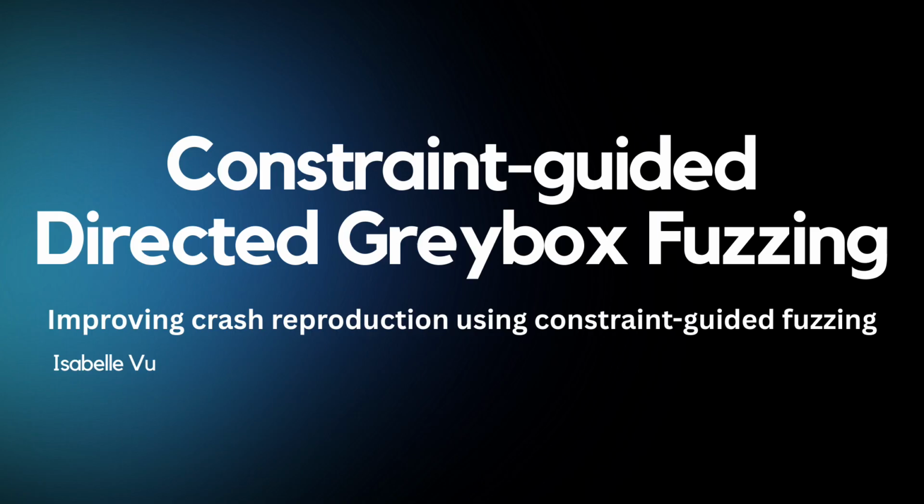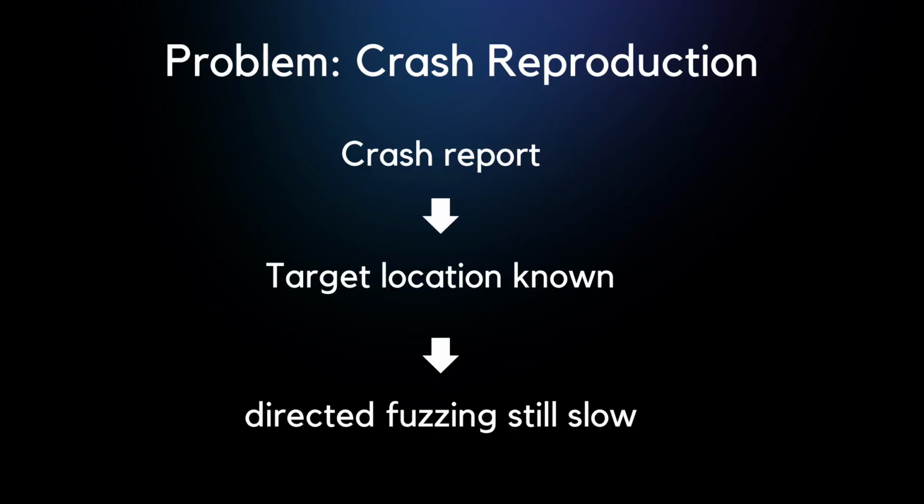the paper Constraint-guided directed Greybox Fuzzing by Gwangmu Lee, Woo-chul Shim, and Byung-young Lee. This work focuses on improving crash reproduction when we already know that a bug exists in a program. Crash reproduction is important because when a vulnerability in code is reported, developers often know where the crash occurs, but they still struggle to reproduce it with a specific input. Without reproducing the crash, debugging and patch validation becomes much more difficult.